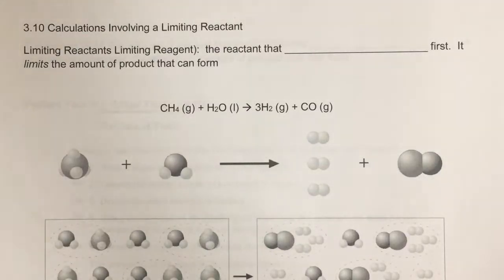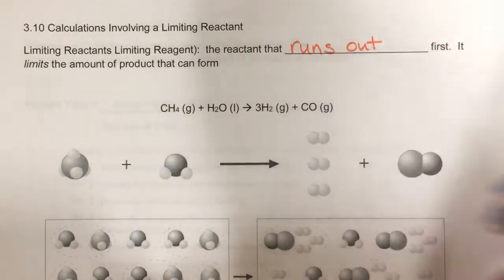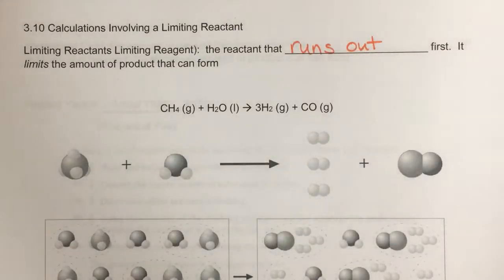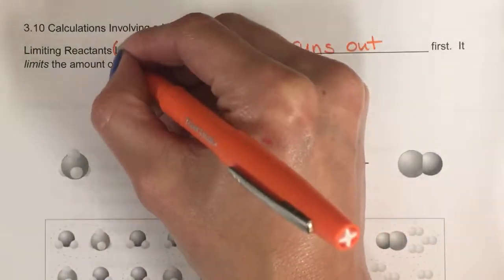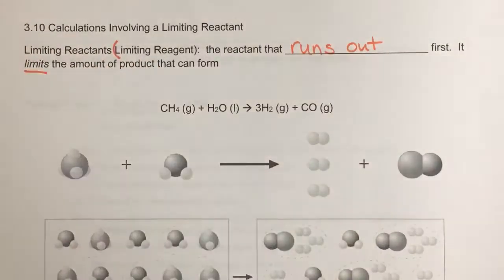So when we run a chemical reaction, the reagent that runs out first is going to be called the limiting reactant, or, and this should actually be parentheses, a limiting reagent. Both terms are interchangeable. You'll usually hear me call it a reactant, but either one works, okay? The reason it is called a limiting reactant is because once it runs out, the reaction stops. So it is what limits the amount of product that can form, okay?